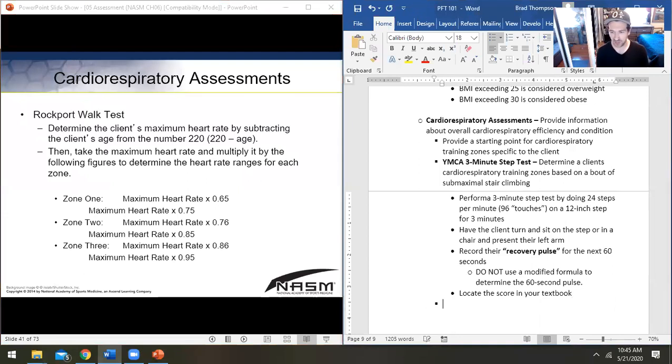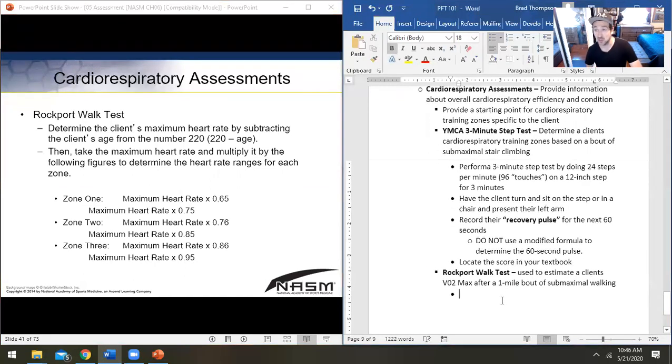We've also got the Rockport walk test. Now, this is a totally different test used for totally different purposes. This is used to estimate a client's VO2 max after a 1 mile bout of sub-maximal walking, right? So you're going to have your client walk a mile as fast as they can without breaking into a jog. And you are going to measure a lot of different things, right?